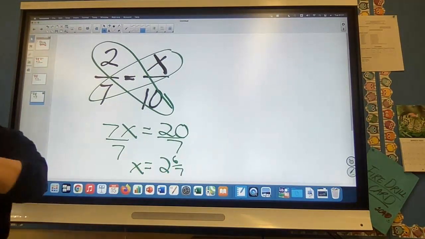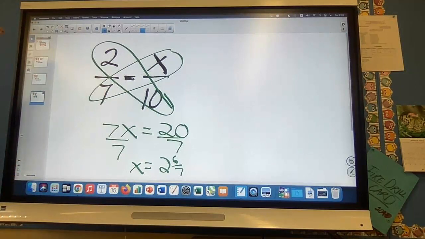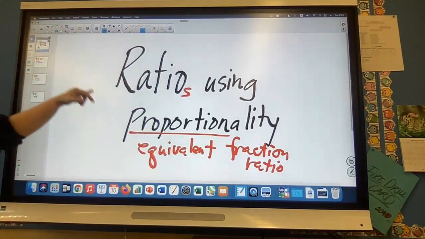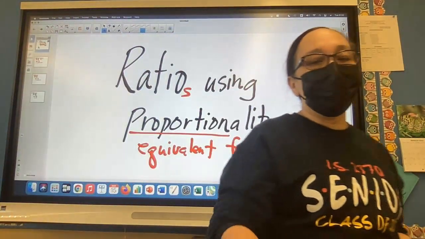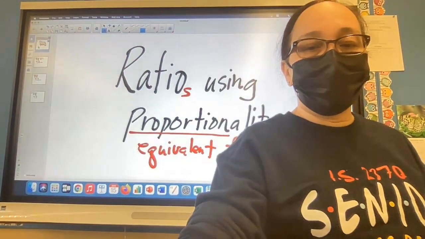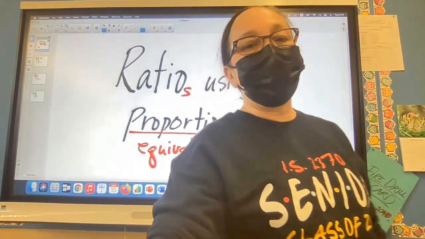So with that, I'm done, and that could be a possible answer. It's just working on ratios using proportionality. Like we cross multiply and we divide. Any question on how to do that? We're gonna have more examples later, okay?